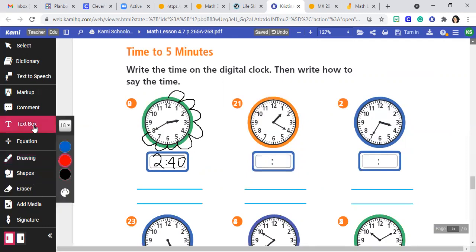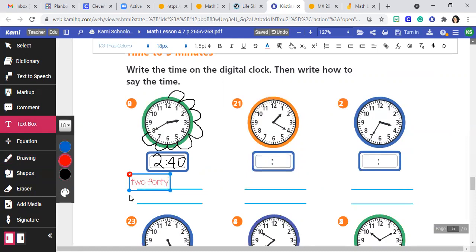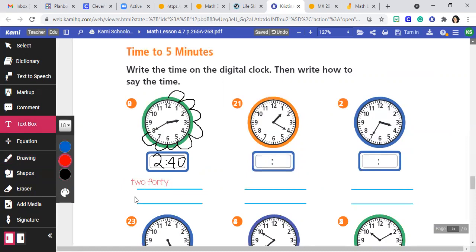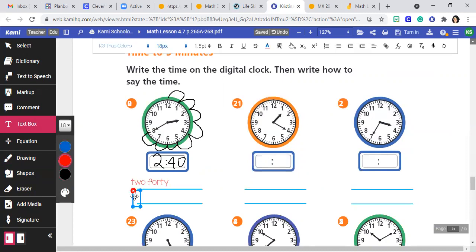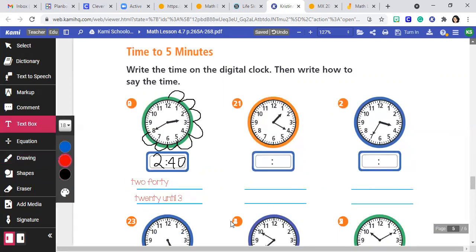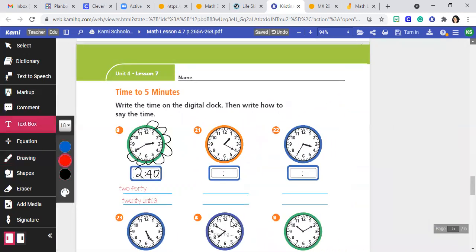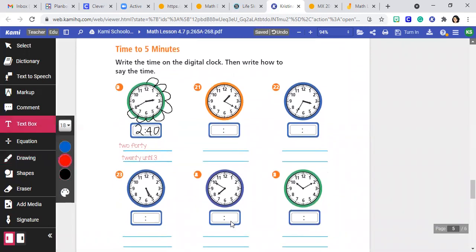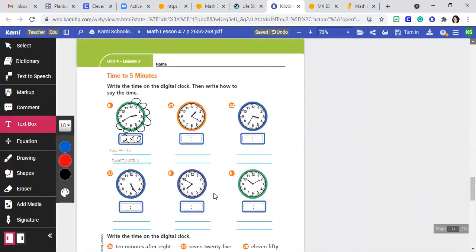And, well, what could I say? Well, I could say specifically that it's 2:40. Or I could say it's 20 minutes until 3, or 20 until 3. And I chose to type it this time for a little speed. Pause the video. Write the time on the digital clock, then write how to say the time 2 different ways on the lines. When you're done, come back and check your answers with my answers.